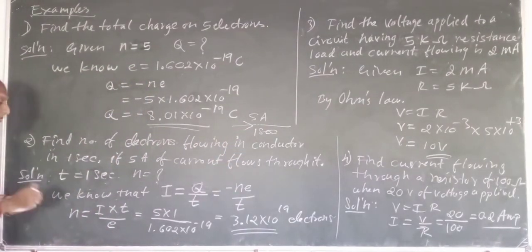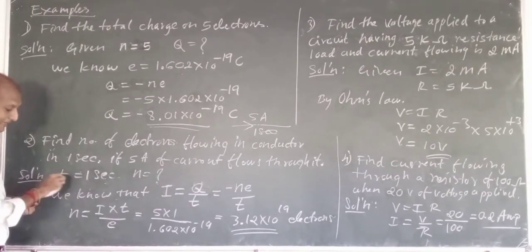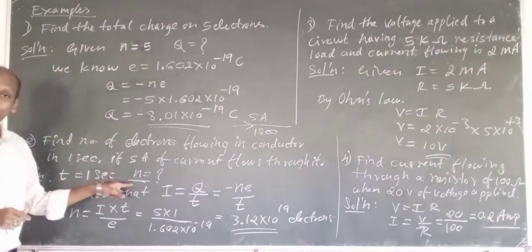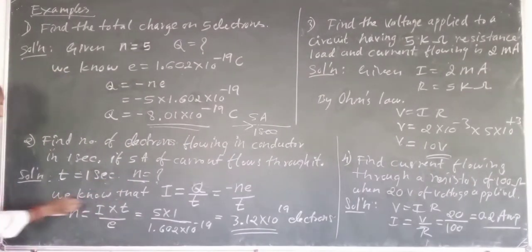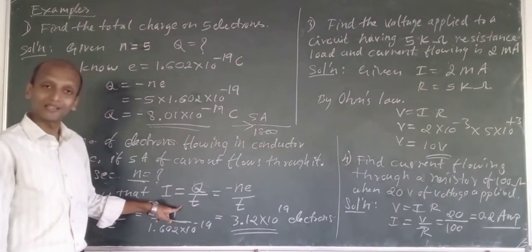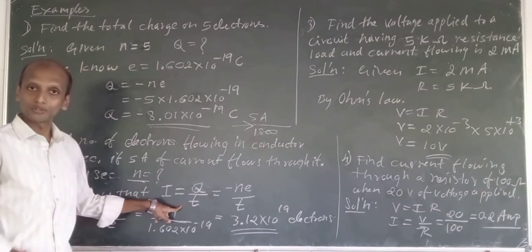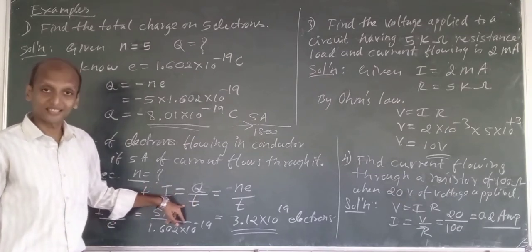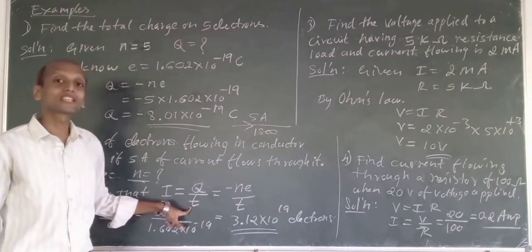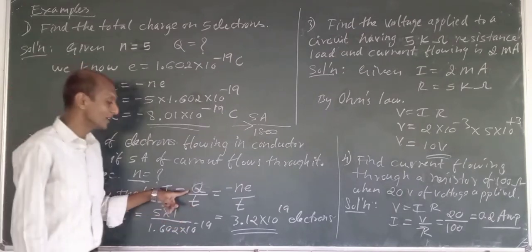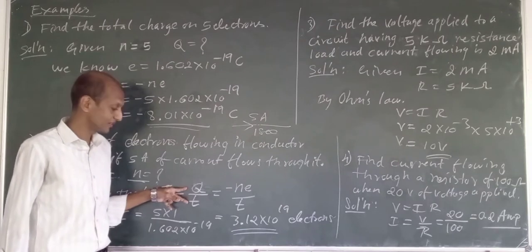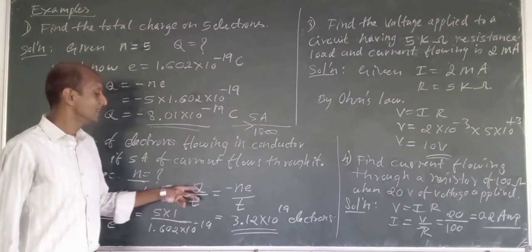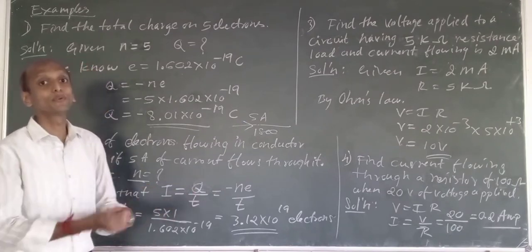It is very simple here. T is 1 second, given, isn't it? We have to calculate the number of electrons. We know that I is equal to Q by T, a formula we have gone through. What is current? Current is the rate of flow of charges, that is, the rate of flow with respect to time. The total charge flowing in 1 second will give you the total current.